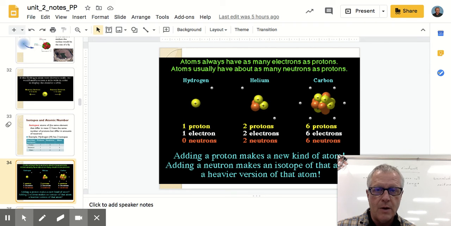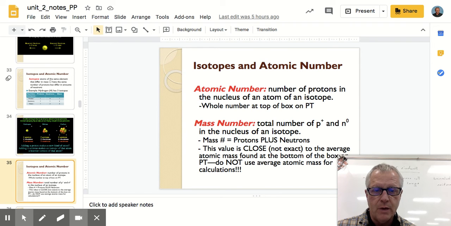One other thing to keep in mind is that for purposes of what we're doing for now, the number of electrons will always be considered the same as the number of protons, so that atoms are thought to be neutral. Okay, let's keep moving here.